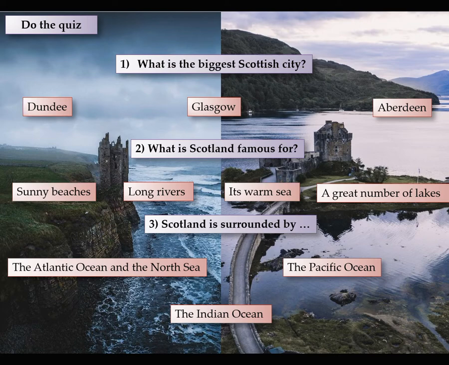What is Scotland famous for? For sunny beaches? For long rivers? Its warm sea? A great number of lakes. Scotland is surrounded by the Atlantic Ocean and the North Sea, the Indian Ocean, the Pacific Ocean.